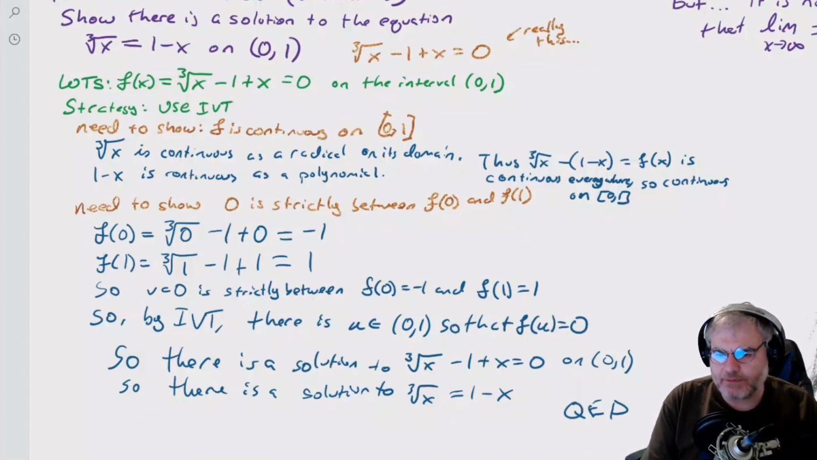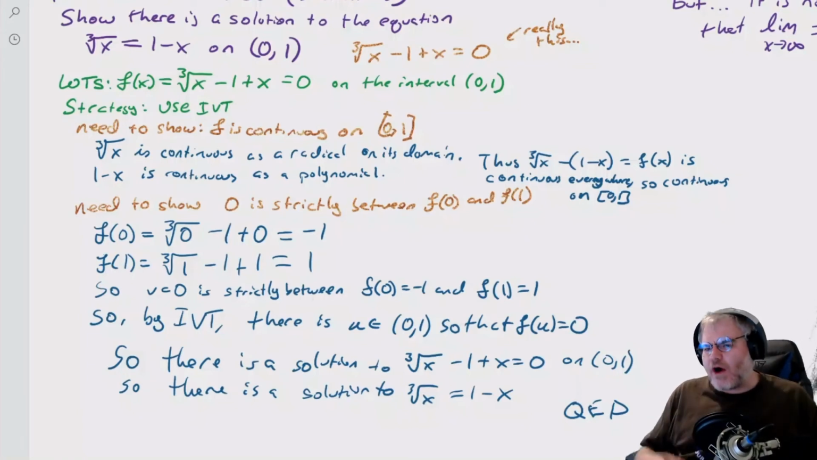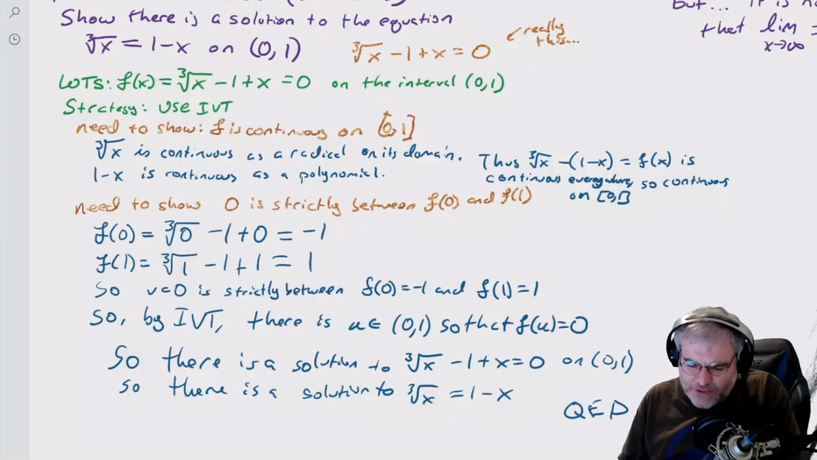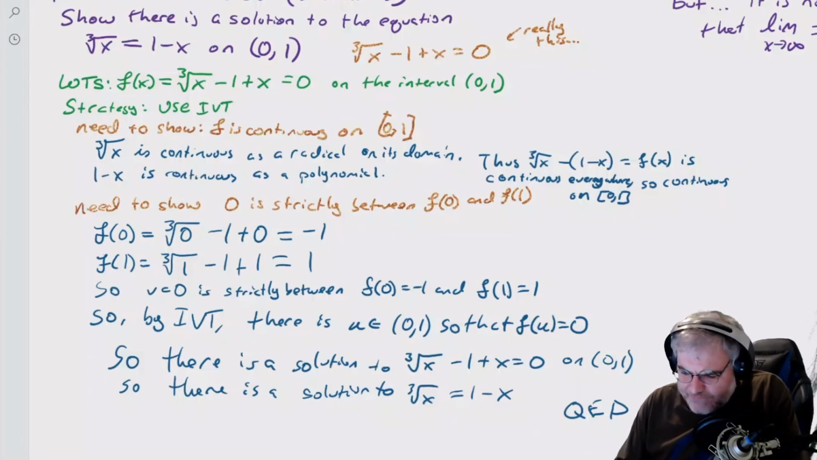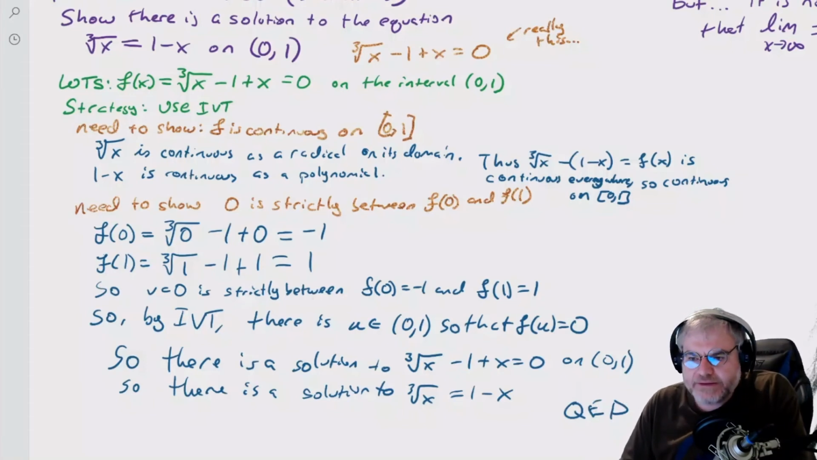So IVT problem. The real hard part about the whole thing is figuring out how to put it in the terms of the IVT, right? I mean, the two things. First of all, it's a polynomial. In fact, I could have cubed the whole thing and made it a polynomial and still been fine.